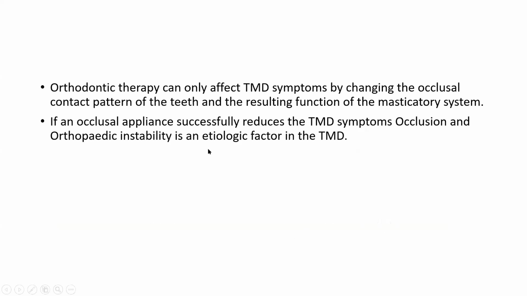Orthodontic therapy can only affect TMJ symptoms generally by changing the occlusal contact pattern of the teeth and the resulting function of the masticatory system. And an occlusal appliance successfully reduces TMJ symptoms when occlusion and orthopedic instability is an etiologic factor for temporomandibular disorders.